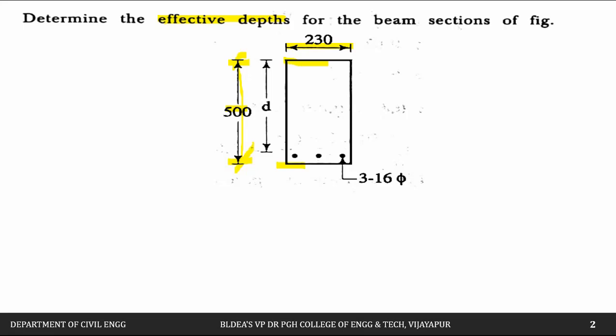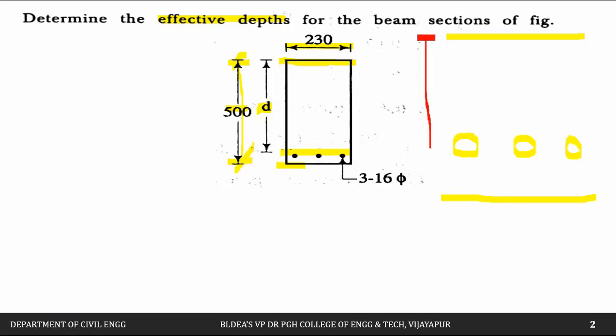Next, our aim is to calculate this effective depth. Effective depth is nothing but the distance from the center of the reinforcement till the top of the extreme compression fiber. So for example, to show it clearly, this is one bar, this is another bar and this is another bar we have. This is the bottom face of the beam and this is the top face of the beam. So effective depth is nothing but the distance from this top till the center of this reinforcement.